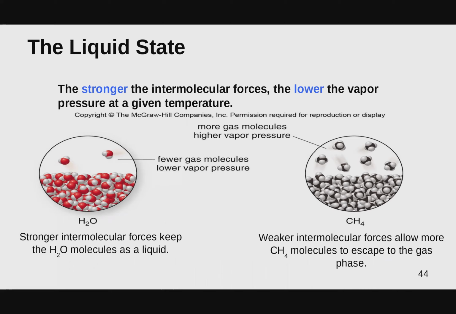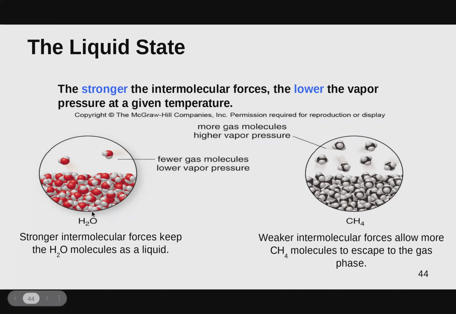So let's look at this related to some intermolecular forces. So we have water. Remember, water has very, very strong intermolecular forces, because it has hydrogen bonding and London dispersion forces. Then we have methane. It has very, very weak intermolecular forces. Remember, it only has London dispersion forces. Now, the stronger these intermolecular forces are, the lower the vapor pressure at a given temperature.